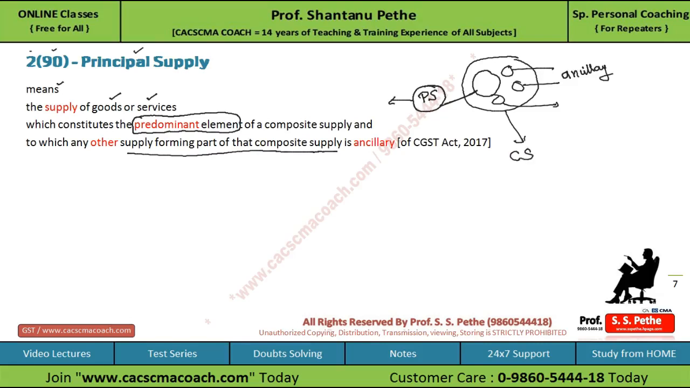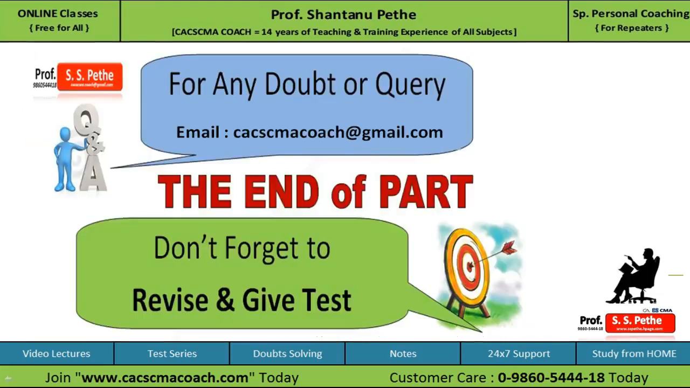So in case of principal supply, there are two keywords you have to remember. One is that the predominant element of a composite supply will be treated as the principal supply, and the other supplies that are part of this composite supply should be ancillary to the main principal supply. So as in our example, we have already seen the goods are supplied along with the packaging, along with the transportation, along with the insurance. So packaging, transportation, insurance, all these are ancillary to the main goods, which is the predominant element in this composite supply.